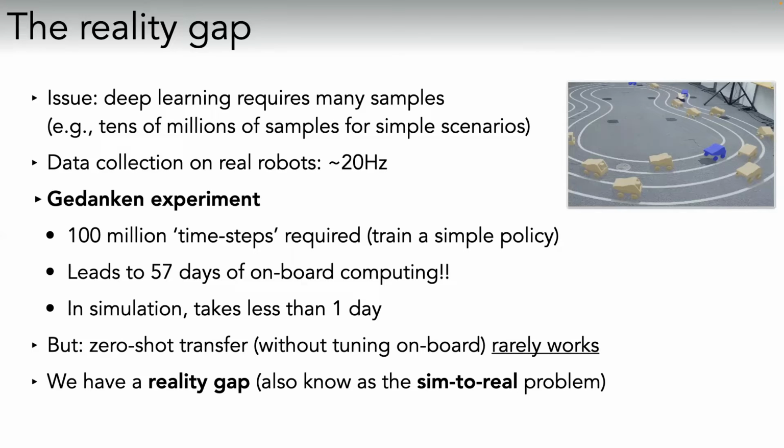So based on 20 hertz, here's the Gedanken experiment. 100 million time steps are required to train even the simplest policy. If we're basing this in real world time, this would lead to 57 days of onboard computing, okay? So clearly, this is something that we cannot afford if we're trying to test and develop solutions. So we resort to simulation and to running and learning policies in simulation. In simulation, this takes less than a day.